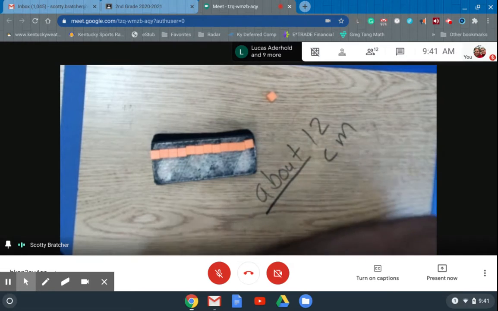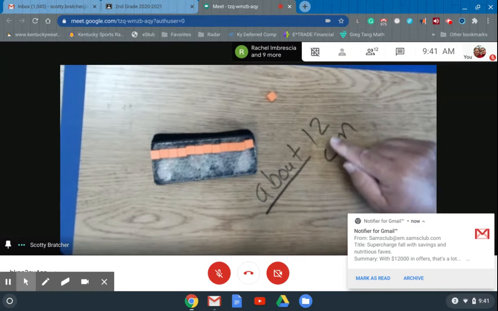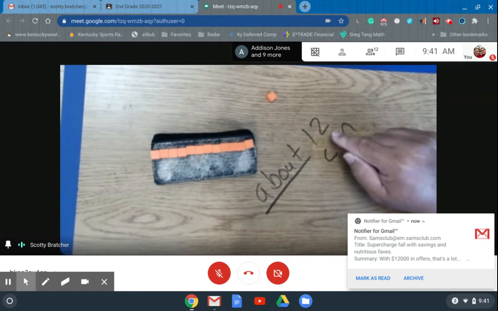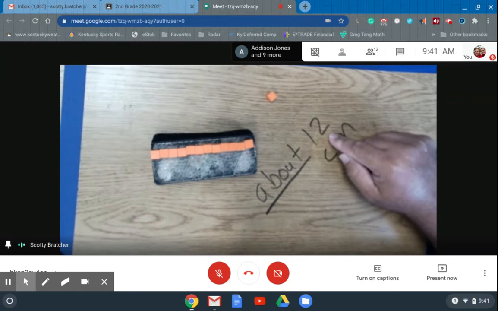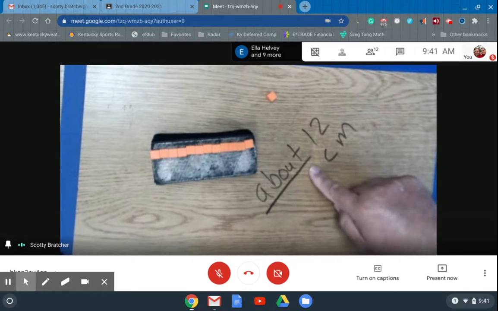Okay. So I put this word about in there. And about means it's almost 12. Actually, this time it's a little over 12. It could mean that it's almost 12, but this time it's a little over 12. So anytime that it's not exact, I'm going to put the word about.